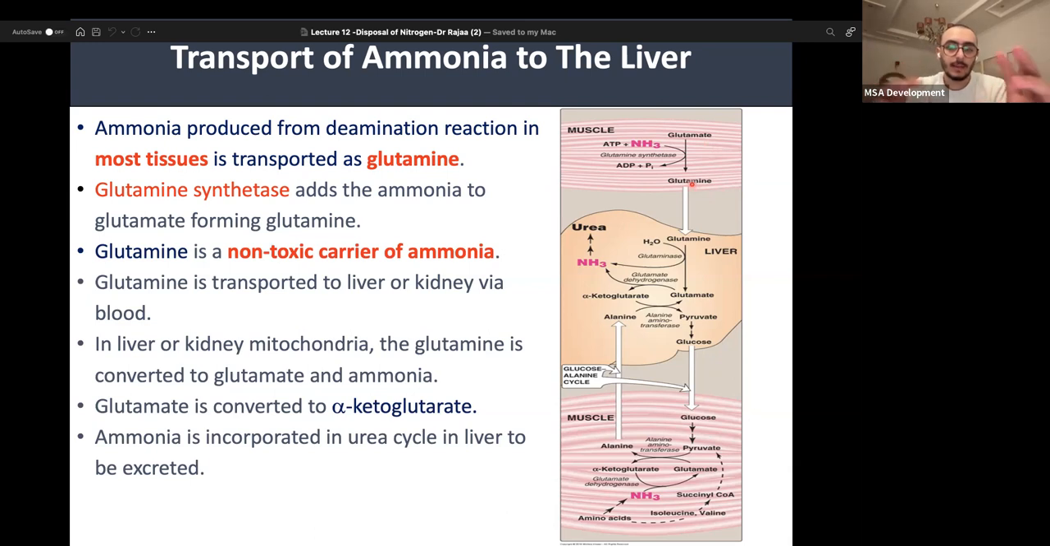Then glutamine will take it to the liver, and glutamine must go back through the whole process again, being glutamate again, then changing to ammonia to get rid of it through urea.